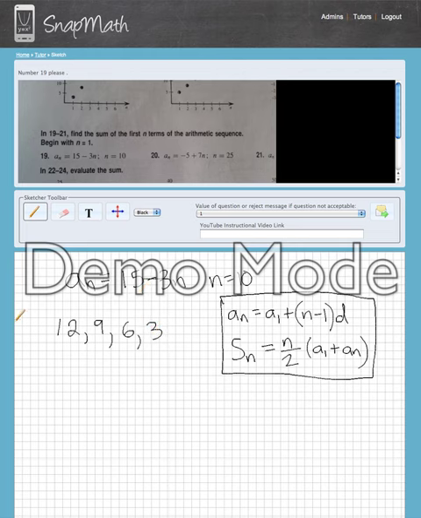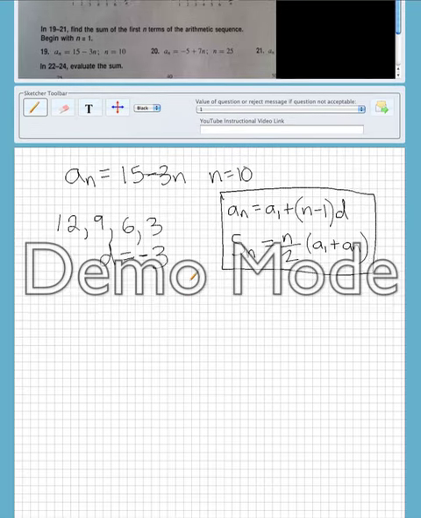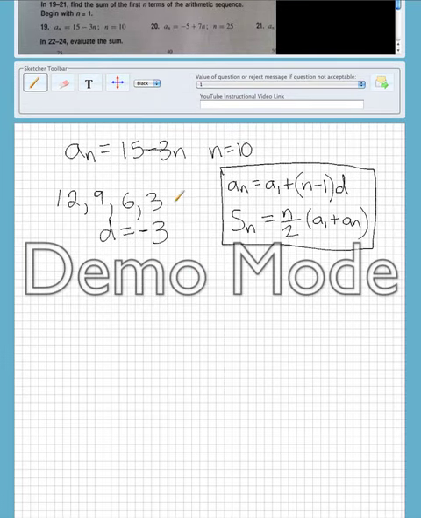Okay, so the first thing we want to notice is we want to figure out what kind of sequence this is, whether it's arithmetic or geometric. Now, if you notice here, it looks like it's going down by 3 every time. So we know that d equals -3, where d is the common difference, it's called. All right, so now we need to find the sum of the first 10 terms.